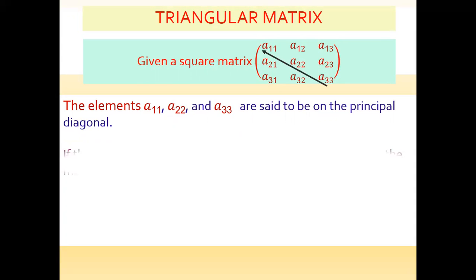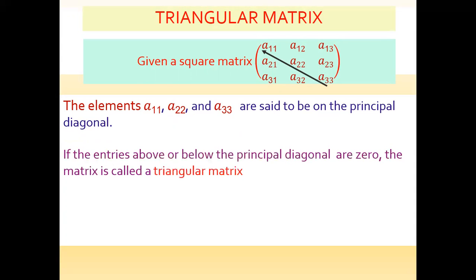Now, if the entries above the principal diagonal or below the principal diagonal are 0, then the matrix is called a triangular matrix. So when you say triangular matrix, this is what you mean. The entries above the principal diagonal or the entries below the principal diagonal are 0, then it's called a triangular matrix. Okay, are we good?